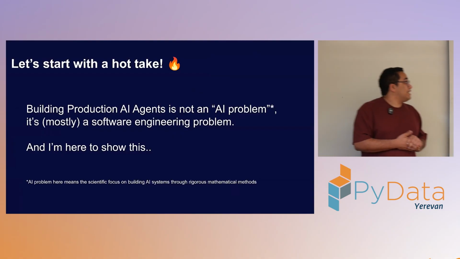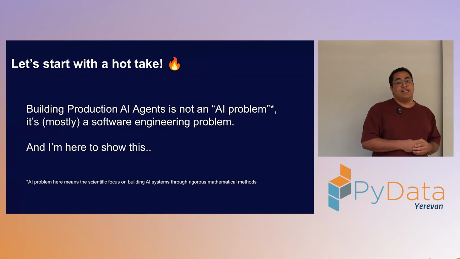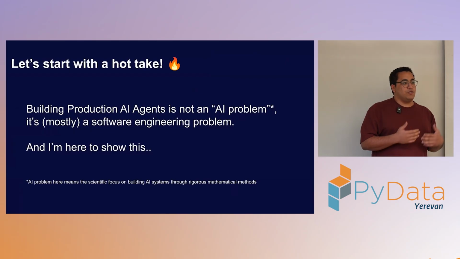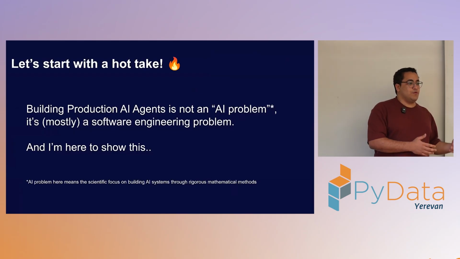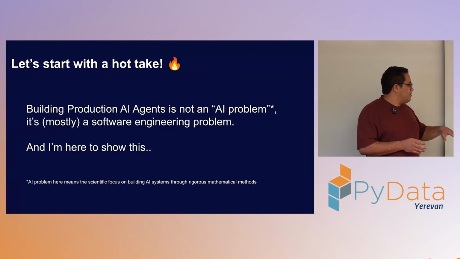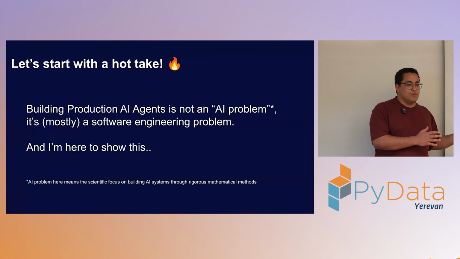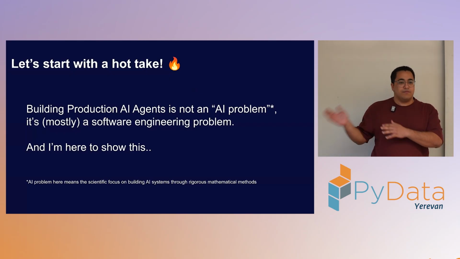I'll start, actually we will build everything around a small hot take, which is: building AI agents is not an AI problem, it's actually a software engineering problem. If you want to prototype an AI agent, it's an AI problem, you have to deal with it. But once you want to take this to production, serve it to users, it turns into a software engineering problem. What I mean by an AI problem is anything that's scientific, like dealing with the equations and prompts and tools and so on, not the back-end, front-end, DevOps part of things.